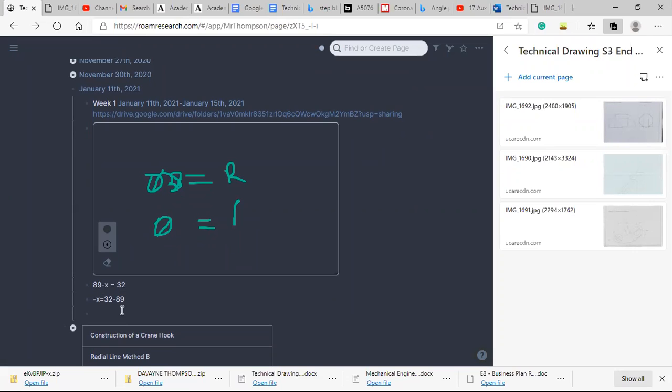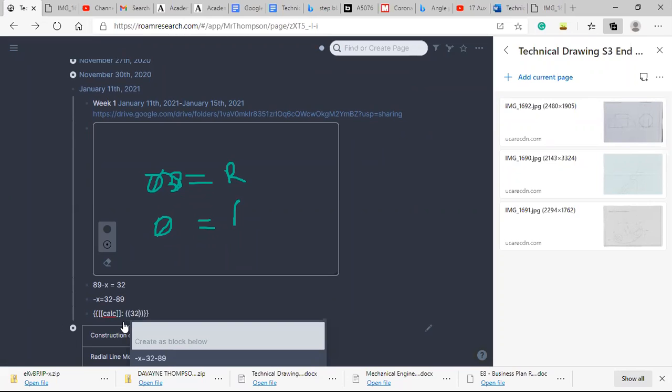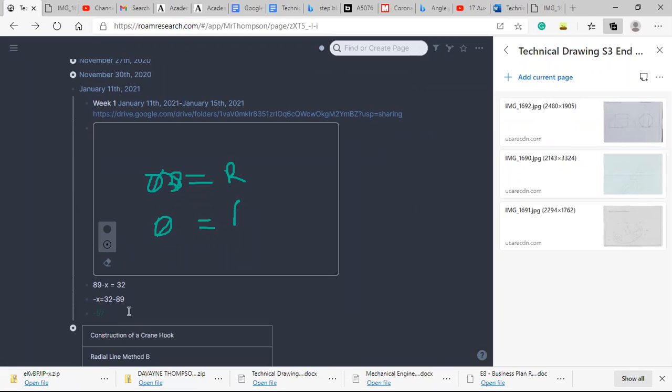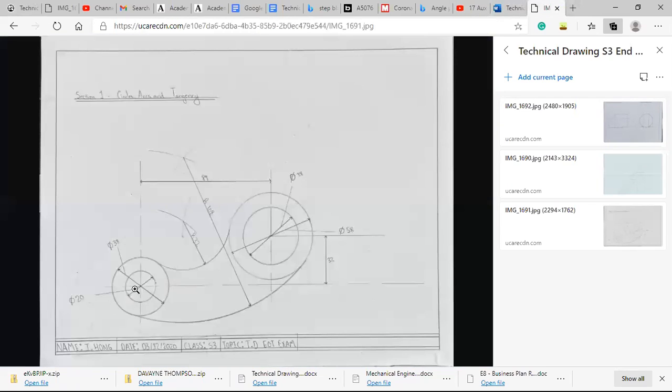it's not a trick question. Let me calculate it for you. 32 minus 89 gives us negative 57, or 57 for x. X is equal to 57. So a method that you could do is open your arc from here at a distance of 57 and you will get this arc right here. Does that make sense, everybody? Yes, sir.